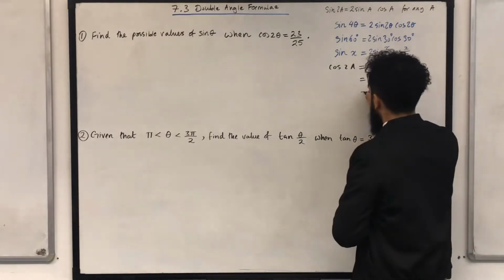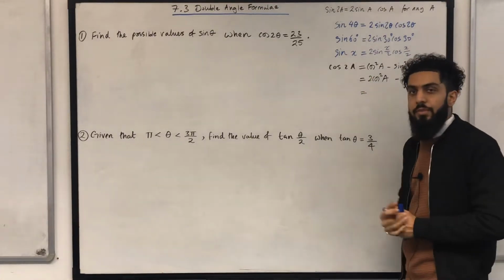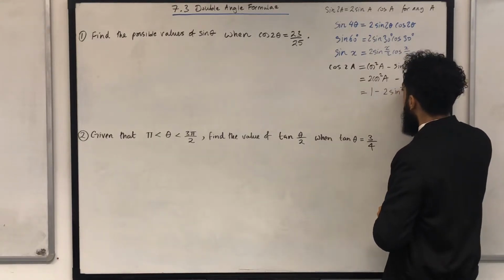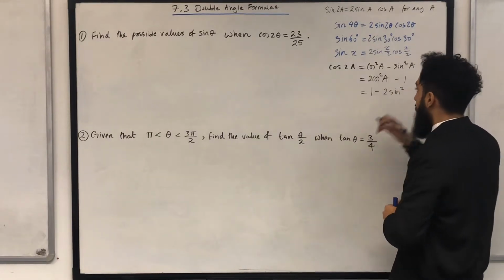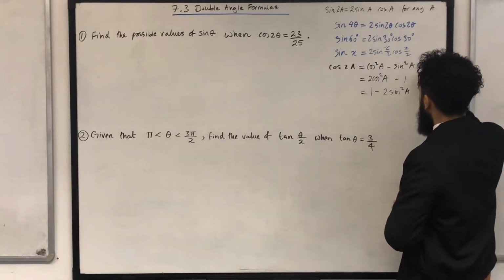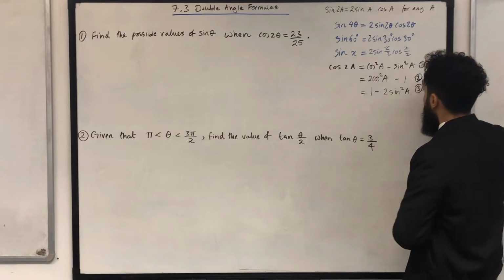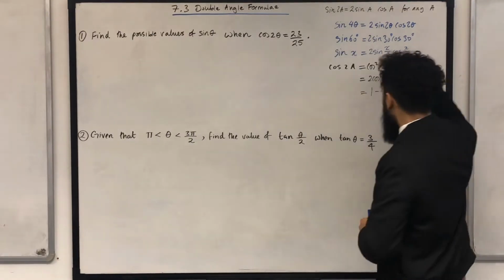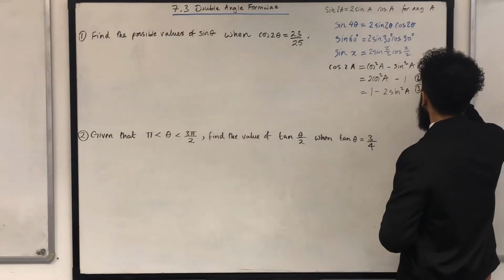The last representation is in terms of sine. So I have 1 minus 2 sin squared A. Take the angle 2A, half it, A. So I've got 3 different representations of the double angle formula for cos. Each of them are true for any A.